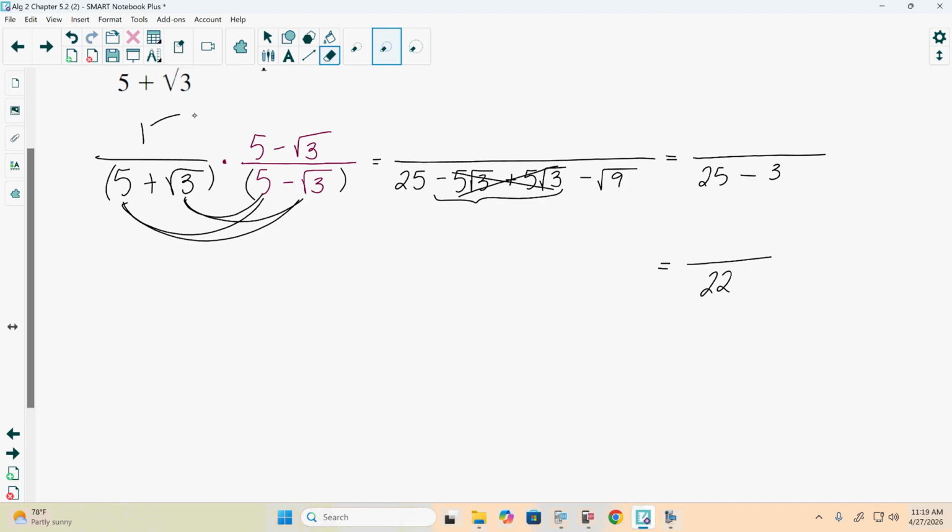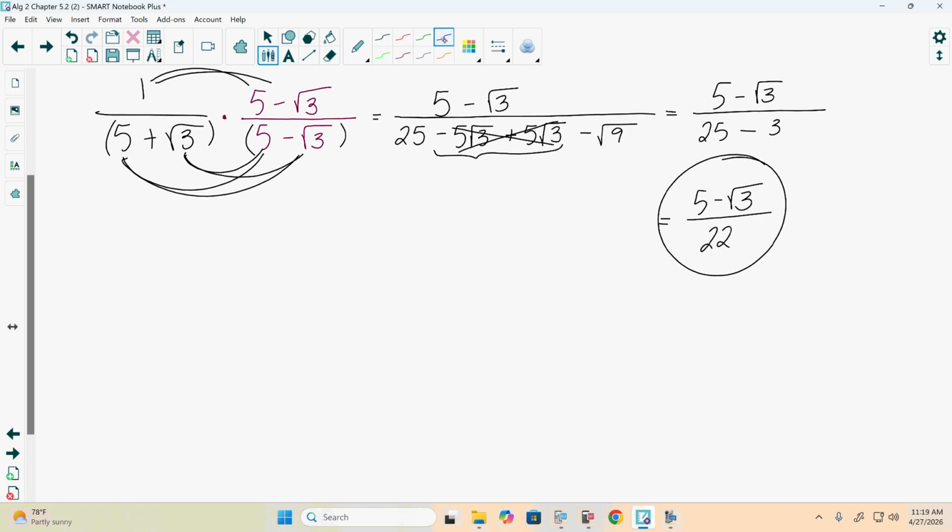So on top, we're going to have 1 times 5, which is 5. And 1 times negative square root of 3 is negative square root of 3. Well, 5 and negative square root of 3 are not like terms, telling us that our final answer is 5 minus the square root of 3 all over 22. If I got an inkling and just felt like it, could I also say that this is negative square root of 3 plus 5? Are those like expressions? Yeah.